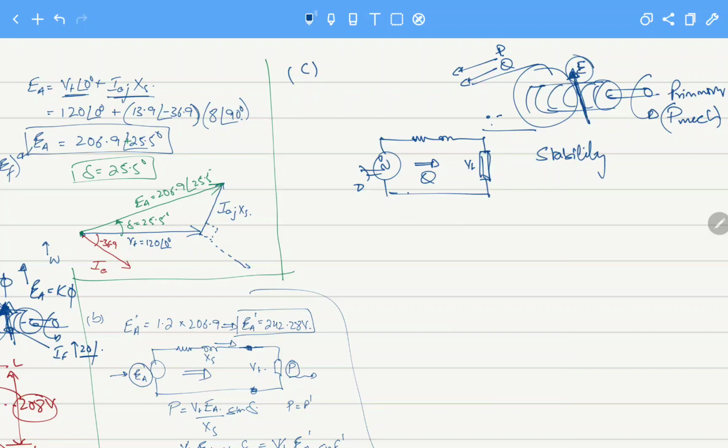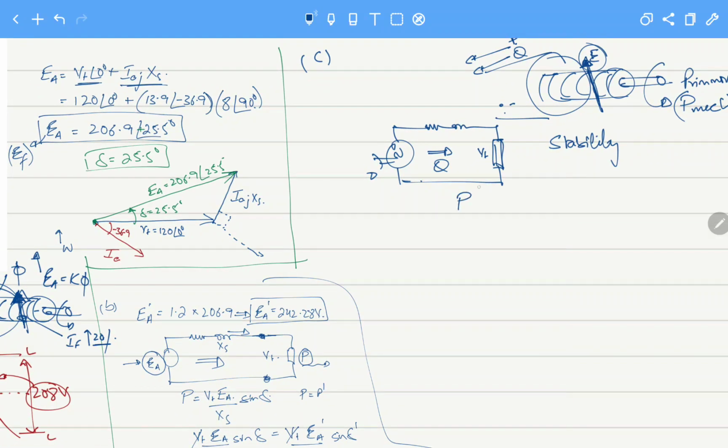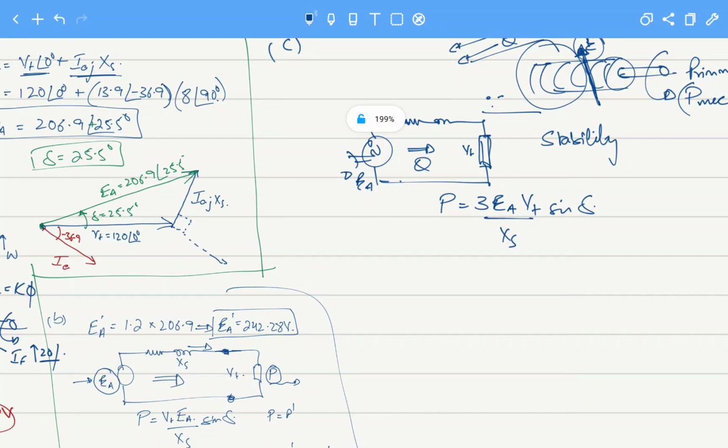For that we know that there is a formula for the power transfer between the armature EA. We have seen this formula for a three-phase machine. This is P equals 3 EA into the terminal voltage VT divided by XS sine delta. Now we know the maximum power. Now what is this delta? This delta is the angle between VT and EA.